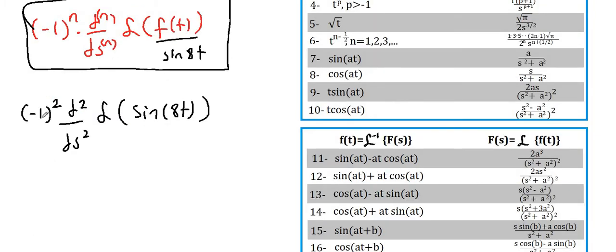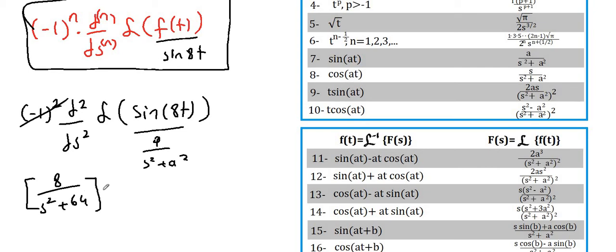So we obtain negative 1 squared is positive 1, so we don't need this. So the second derivative of the Laplace of sine of 8t will be: Laplace of sine at is a over s squared plus a squared, which is going to be 8 over s squared plus 64. And we're going to take the second derivative of this, so we're going to obtain negative 16 times negative 3s squared plus 64 all over (s squared plus 64) to the third power.